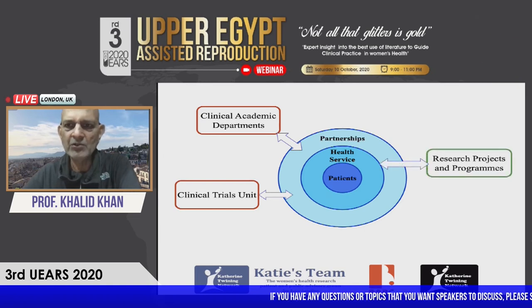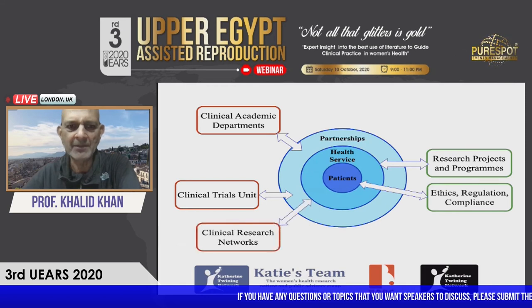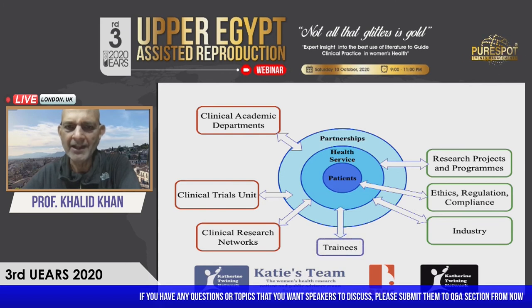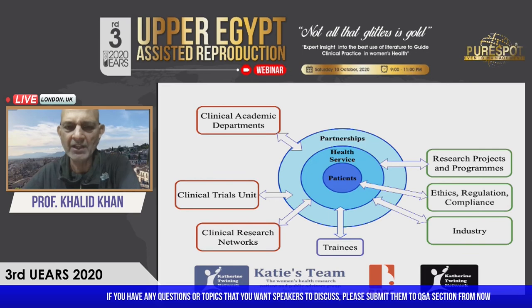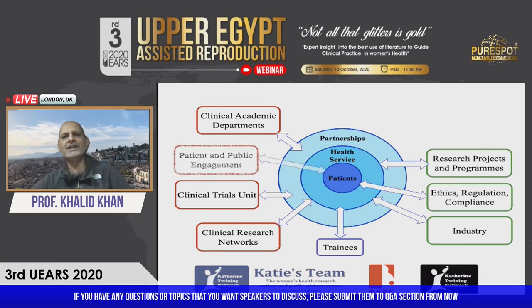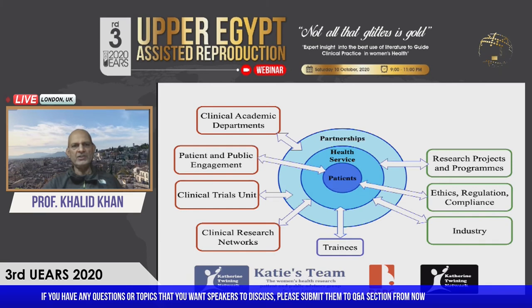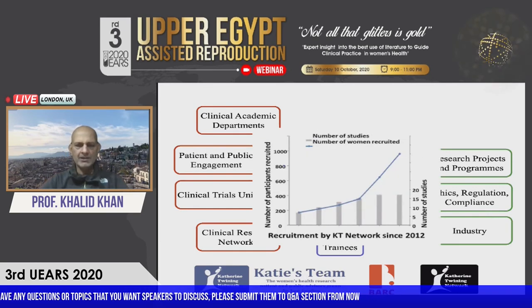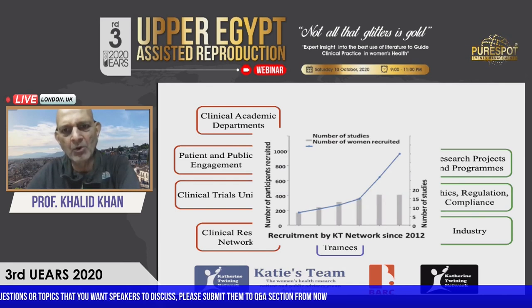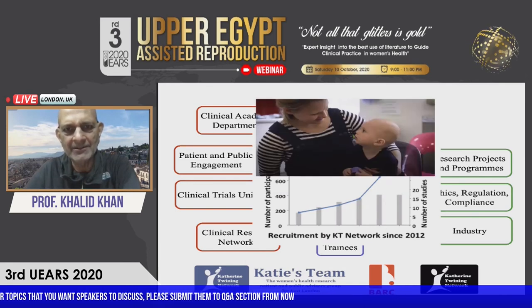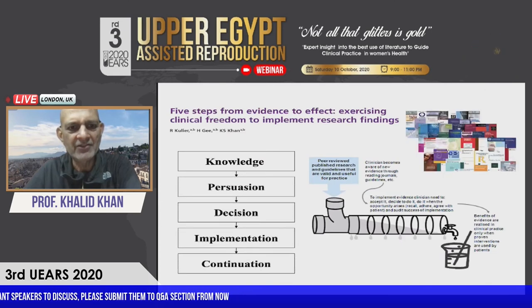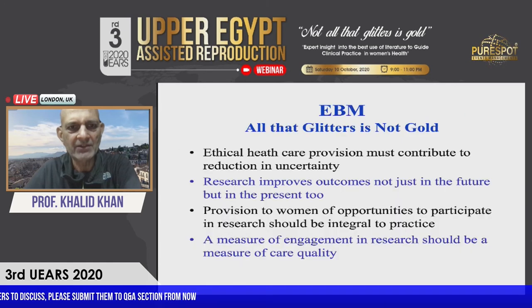And when these units cooperate with research programs, ethics committees, and clinical networks, and work closely with industry and impart this training to the juniors, then we create a culture in which patients and the public can engage in research. And year after year, more patients take part in studies. And through this process, we are able to create knowledge that will eventually permeate into practice.